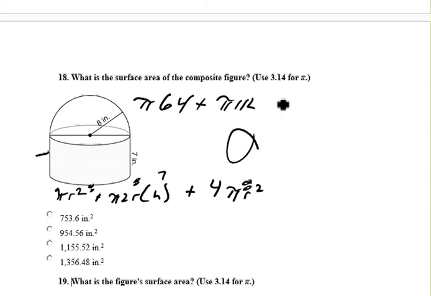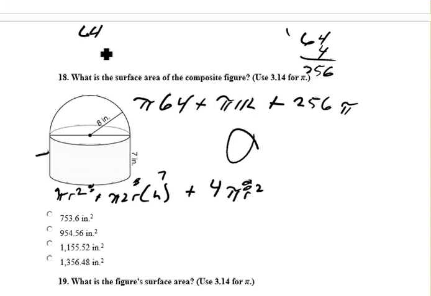plus 4 times r squared. So r squared is 64 times 4. 64 times 4 is 6, carry a 1, 24, 25, 256 pi. So now I have to do multiplication of all these by pi. I'm going to use 3 again instead of 3.14, which you guys are using, and maybe you guys have calculators. 4 times 3 is 12, carry a 1, 18, 19. Okay, that's this part.